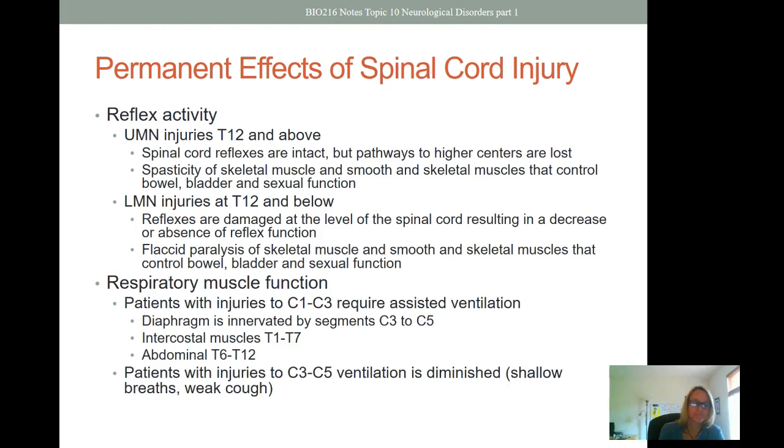If we look at respiratory muscle function, patients with injuries to C1 to C3 are going to require assisted ventilation. If you remember, the diaphragm is innervated by segments coming out of C3 to C5. There is also innervation of the intercostal muscles, which assist in respiration, from T1 to T7, and the abdominal muscles, which can assist with forced expiration, come out between T6 and T12. So in patients with injuries to C3 to C5, ventilation is diminished, and they're going to present with shallow breaths and a weak, ineffectual cough.